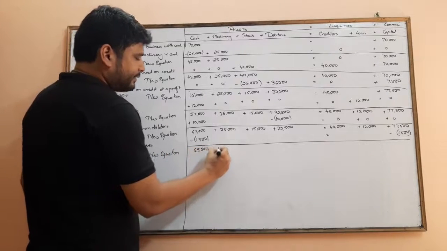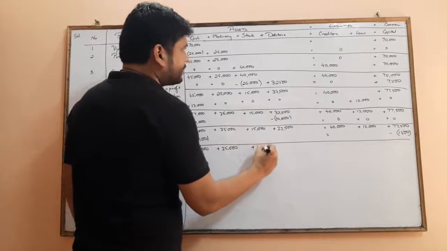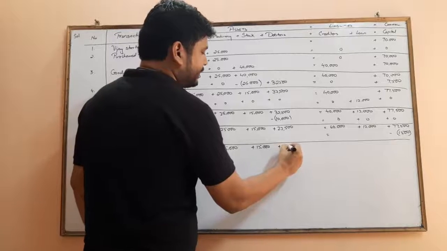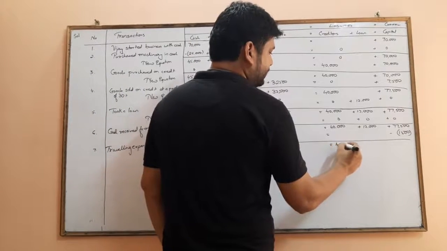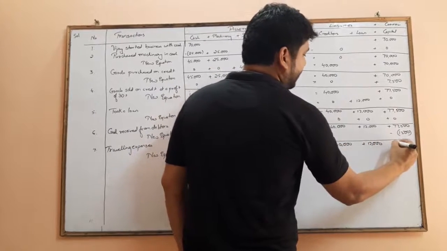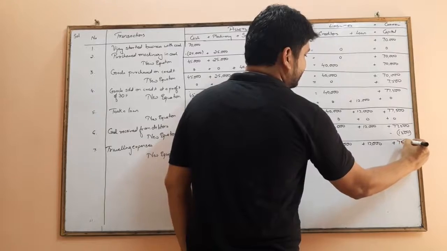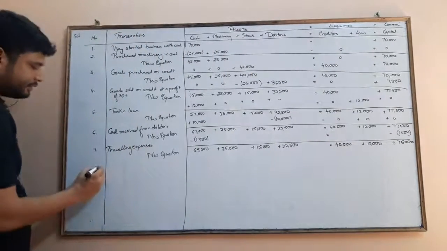65,500 cash, 25,000 machinery, 15,000 I'm having in the form of stock, debtors are 22,500, creditors 40,000 plus 12,000 I'm having loan and capital of rupees 76,000. Okay, this is my new equation.